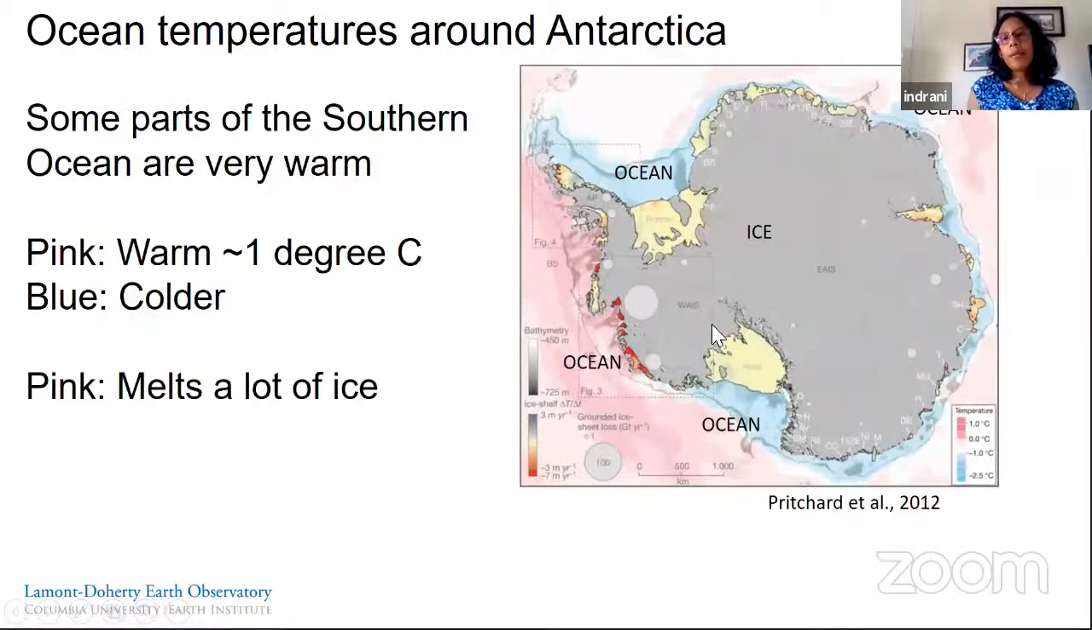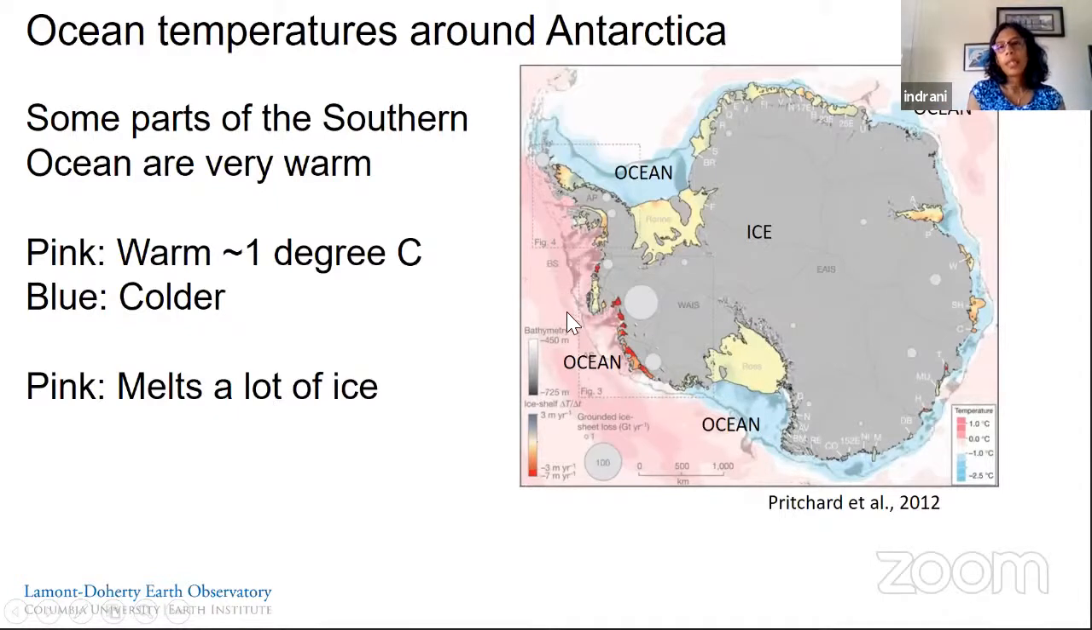Okay, so now we know about the ice in Antarctica. Let's talk about the ocean a little bit. And actually, we will talk about why Antarctica is changing so much, so rapidly. It's mostly because of the ocean. Now, this is actual data from this published work, Pritchard's. So this is ice. Those are the ice shelves that I just showed.